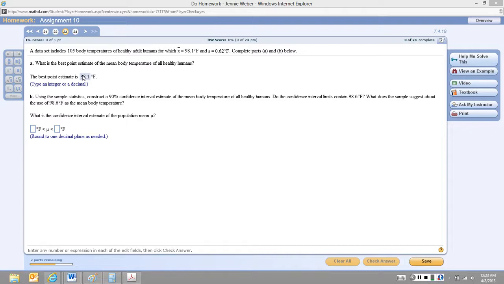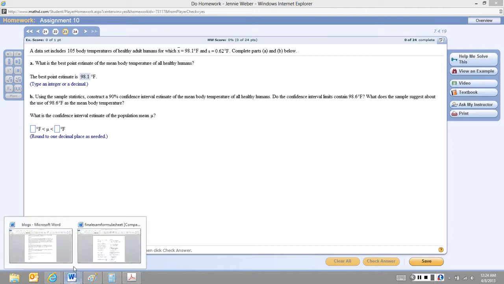You can see I filled that in. So point estimate just means your sample mean, what you can guess at based on what you know, and in this case, that's our sample mean. Now, using sample statistics, we want a 90% confidence interval to estimate the mean body temperature. Does the confidence interval include 98.6? What does the sample suggest? So anyways, we first need to make a confidence interval around the mean.